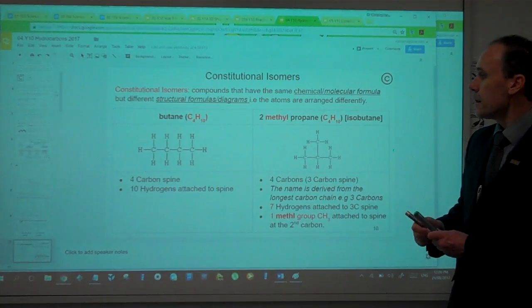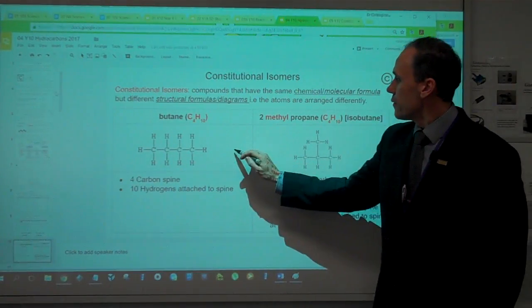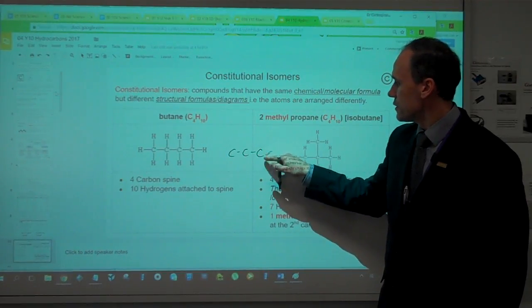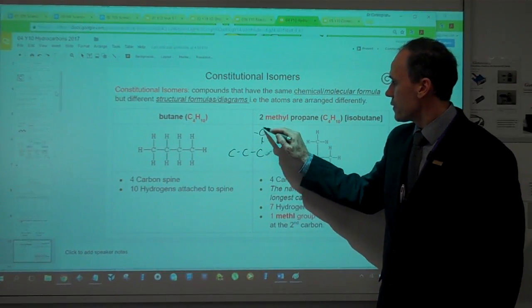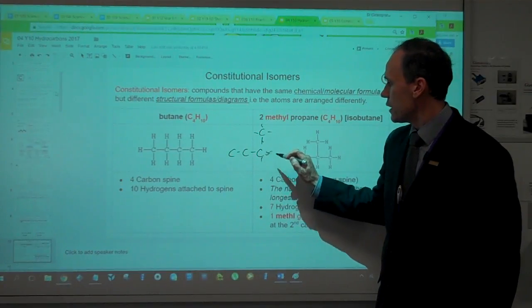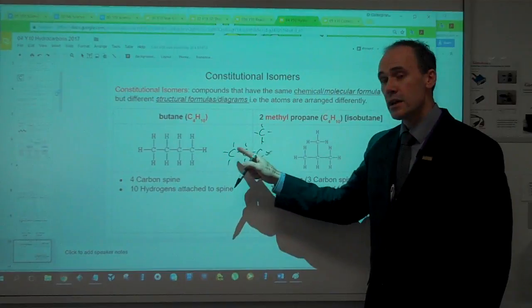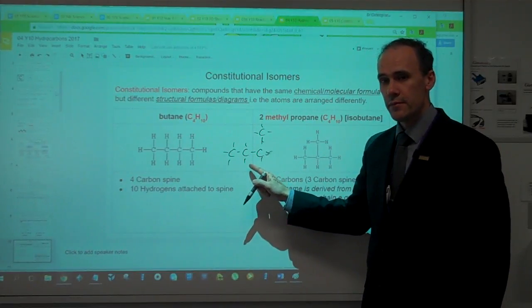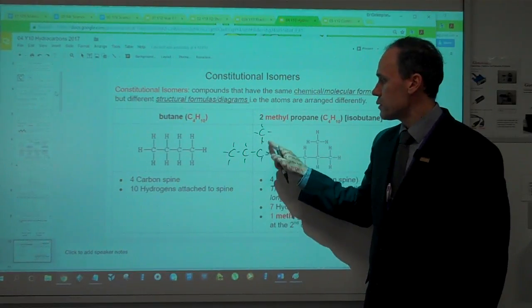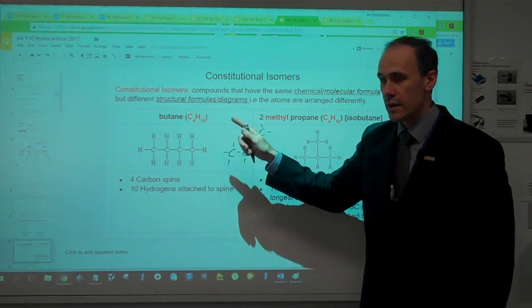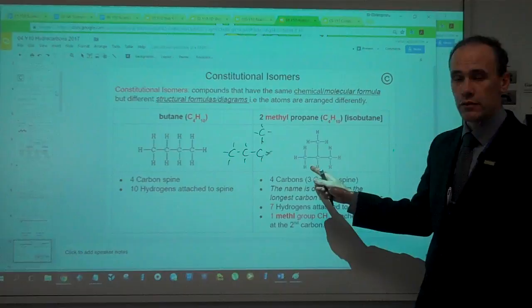You can't draw this, this is not an isomer, because these two are the same. You see why? All I've done is put a bit of a bend in it, but really that is still just a chain of carbons. It needs to be distinctly different.